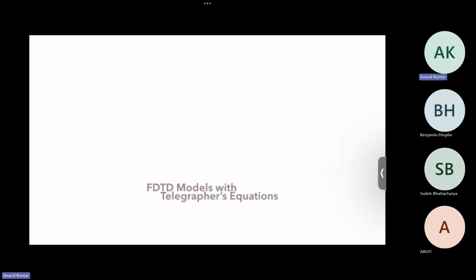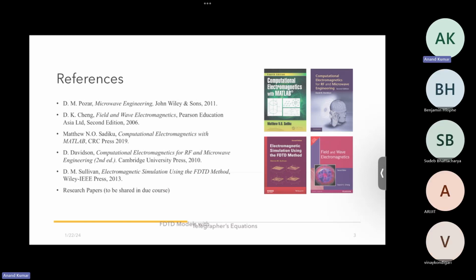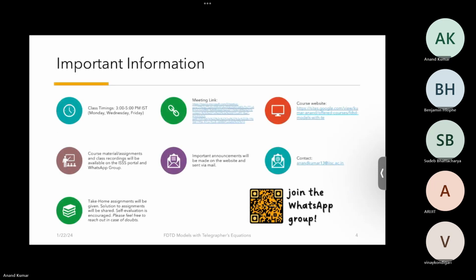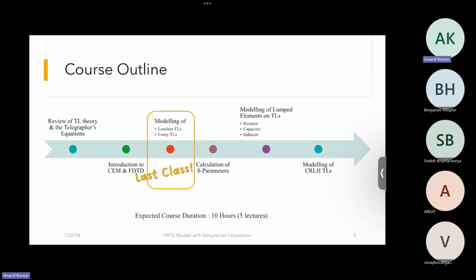So this is the fourth class, and we have covered quite a lot of material. We have also done some codes. So let's skip to the last class. We were dealing with lossless transmission lines, and I've left this as an assignment after we have covered this module. So this will be an assignment for you guys.